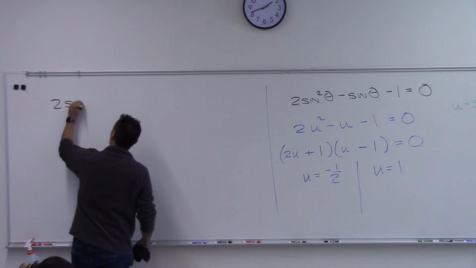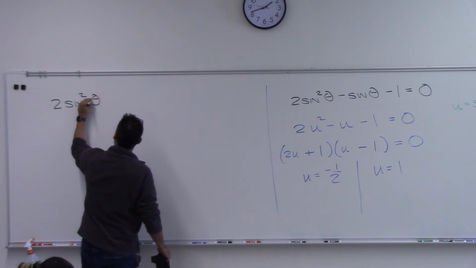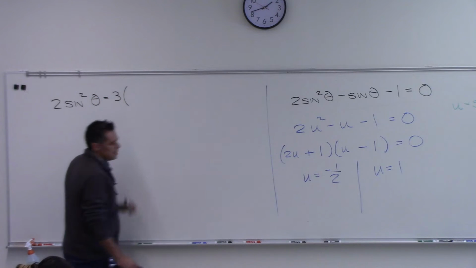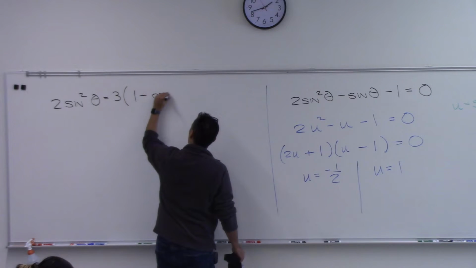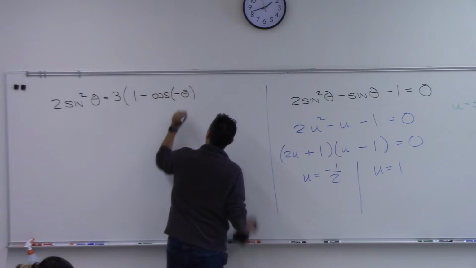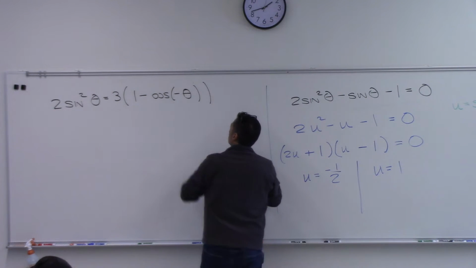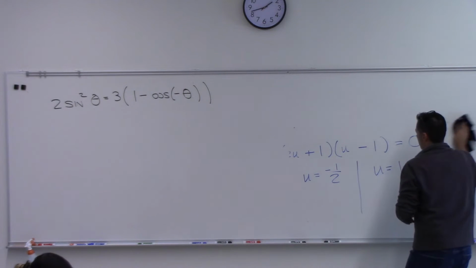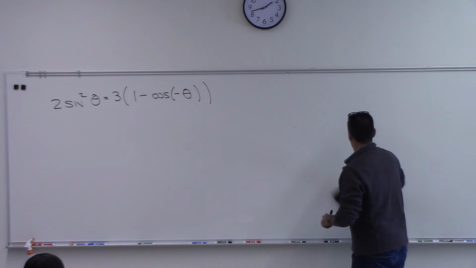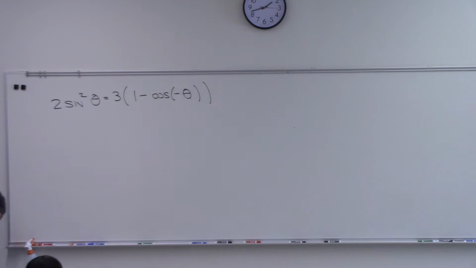2 sine squared of theta equals 3 times parentheses 1 minus cosine of negative theta. It's a weird looking theta. I want us to get all the general solutions of this. That looks bad, right?